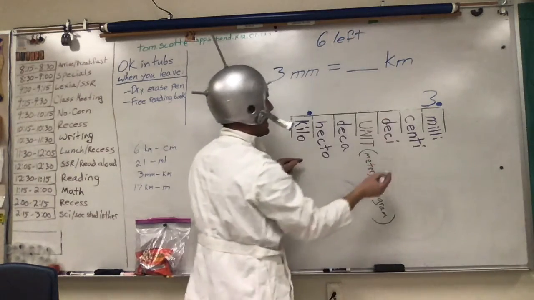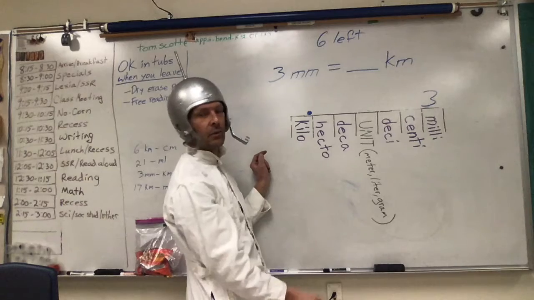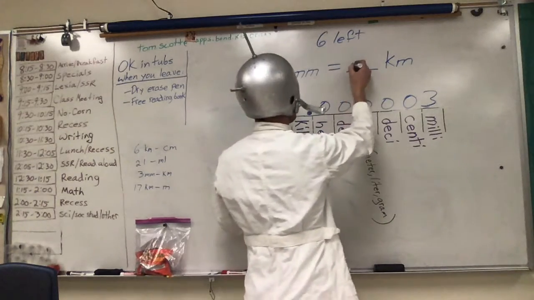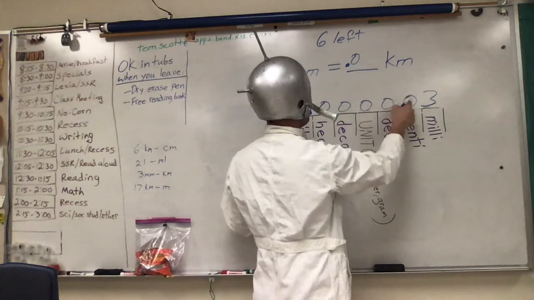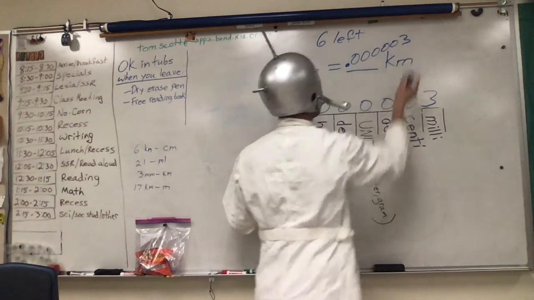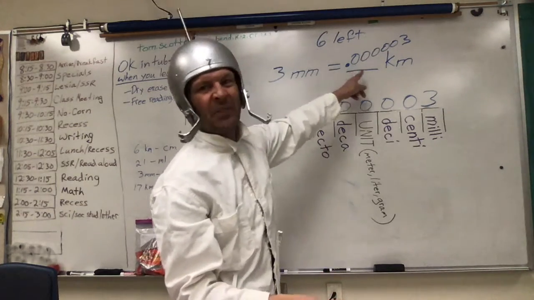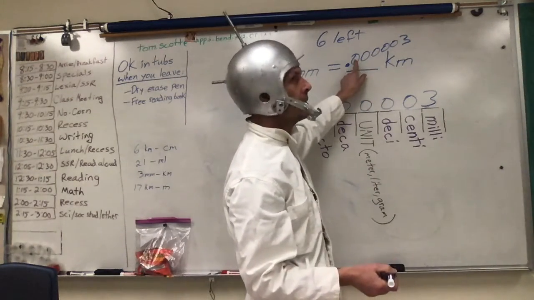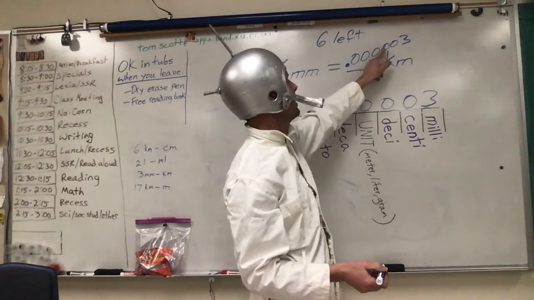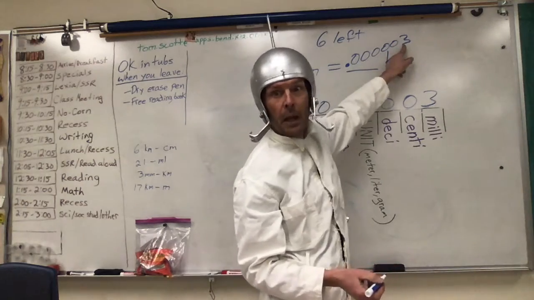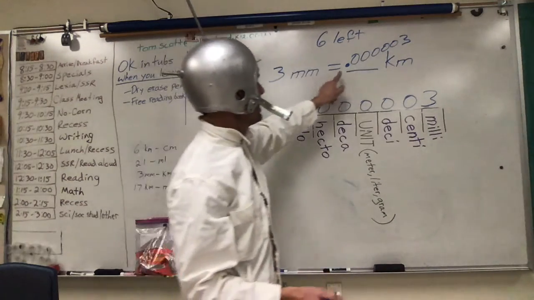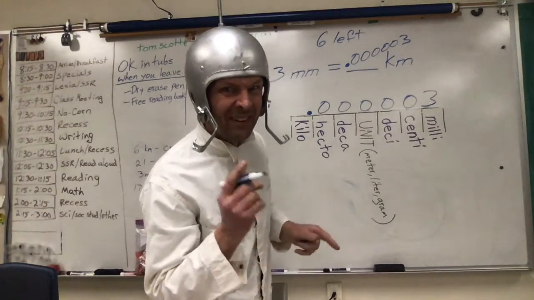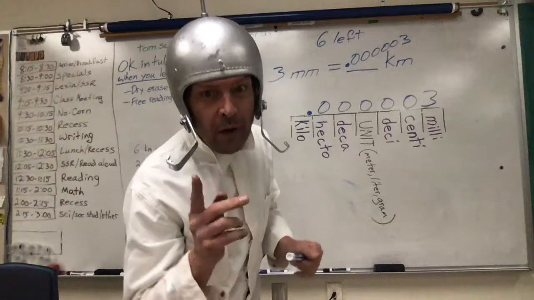That's a long way, and I've got to start filling in with zeros. Look at all those zeros, will you? So it looks like 3 millimeters is equal to 1, 2, 3, 4, 5 zeros and a 3. That many kilometers. Let's see if we can figure out what this is. Tenths, hundredths, thousandths, ten-thousandths, hundred-thousandths, millionths. Okay, 3 millimeters is equal to 3 millionths of a kilometer. Wow.